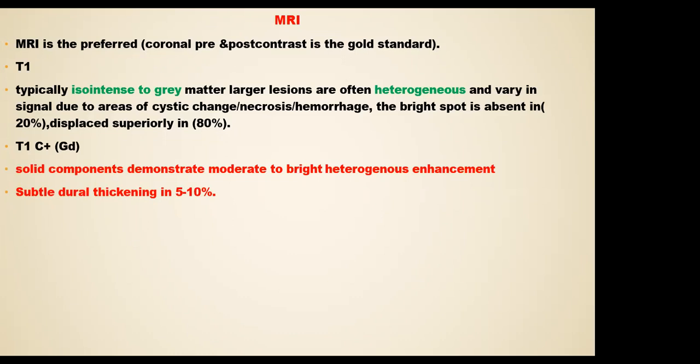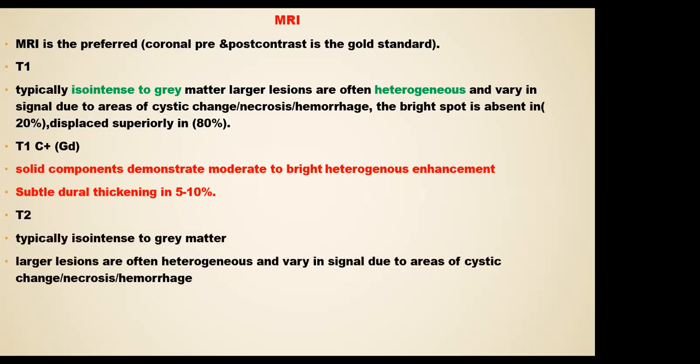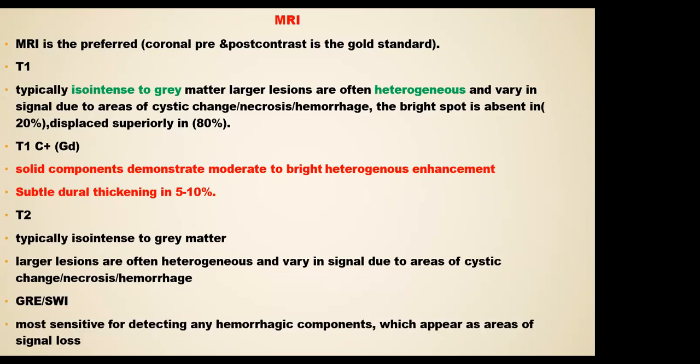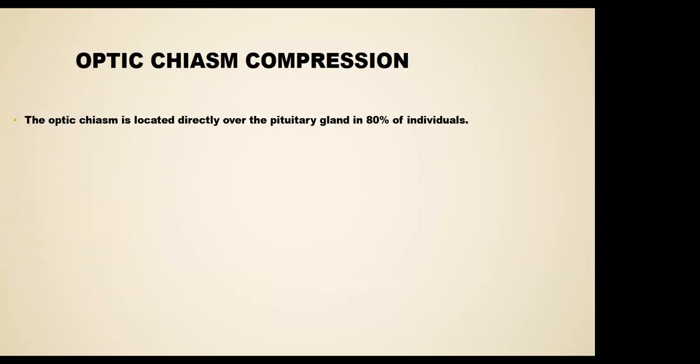In the T2, typically it is iso-intense to the gray matter, and larger lesions, as we said and mentioned, are heterogeneous and vary in signal according to the changes. And the gradient echo and the susceptibility weighted images are more sensitive for detection of the hemorrhage. Regarding the optic chiasm compression, I will explain it on the picture.